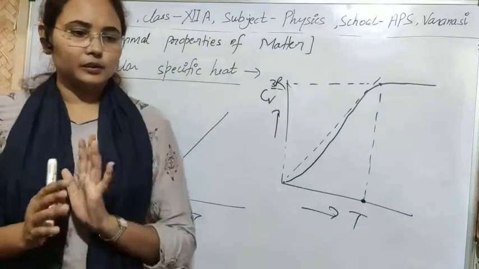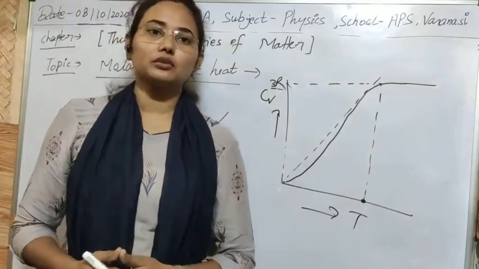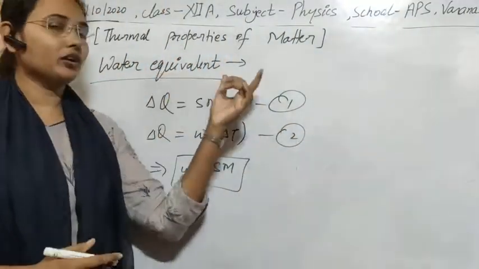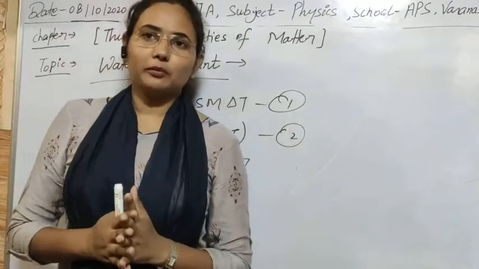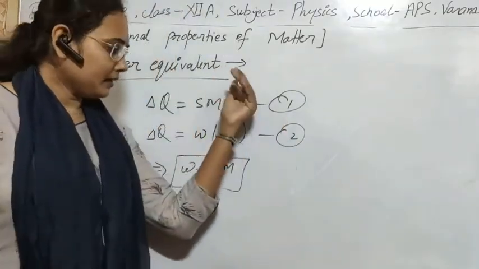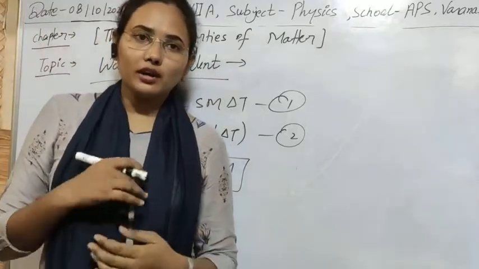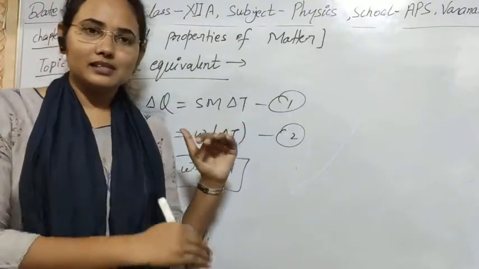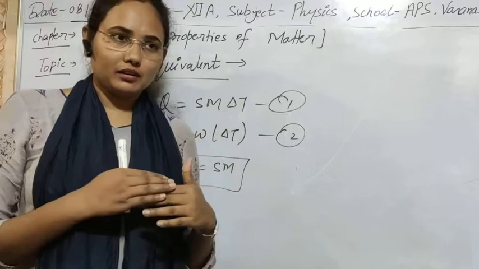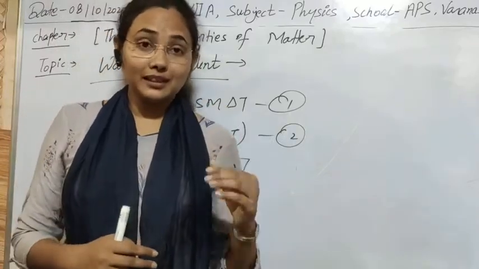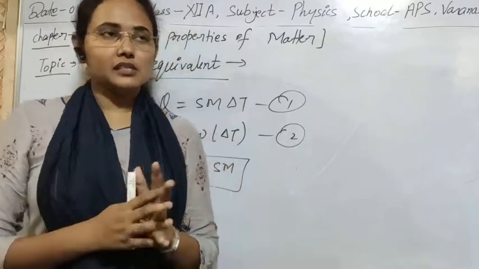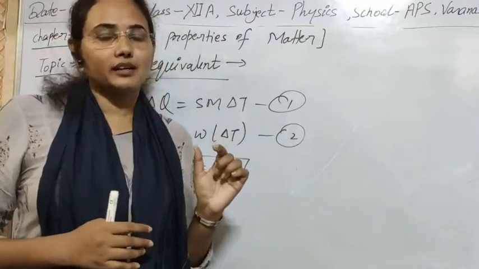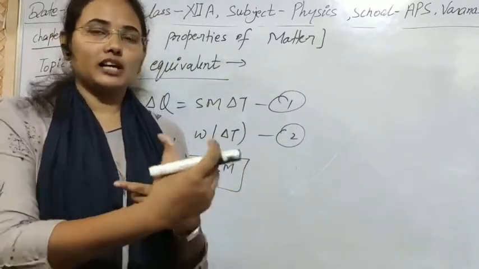If this is clear to you, now let's see some other concepts regarding heat capacity. Now let's see a new concept, which is the water equivalent of a body. So what is the water equivalent of a body? It is the amount of mass of water that absorbs or evolves the same amount of heat as the body when there is a fall or increase in temperature. If there is a change in temperature, then some amount of heat transfer will occur.